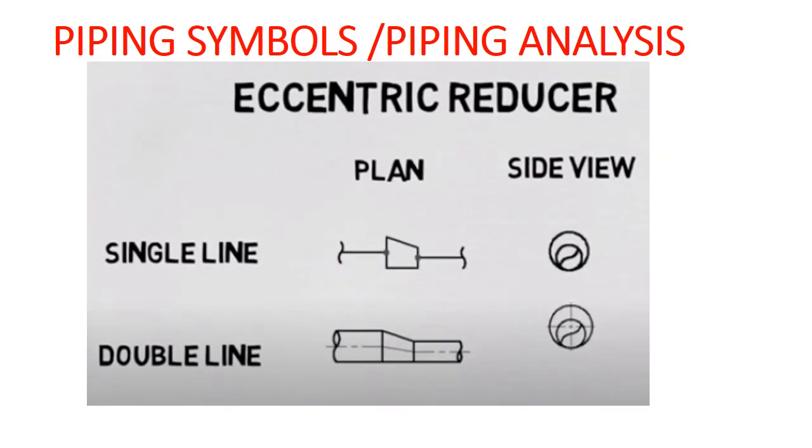So here we have the piping symbol for the eccentric reducer. Here, for single line, the eccentric reducer plane view will be like this, and the side view will be like this. For the eccentric reducer double line, the plane view will be like this, and the side view will be like this.